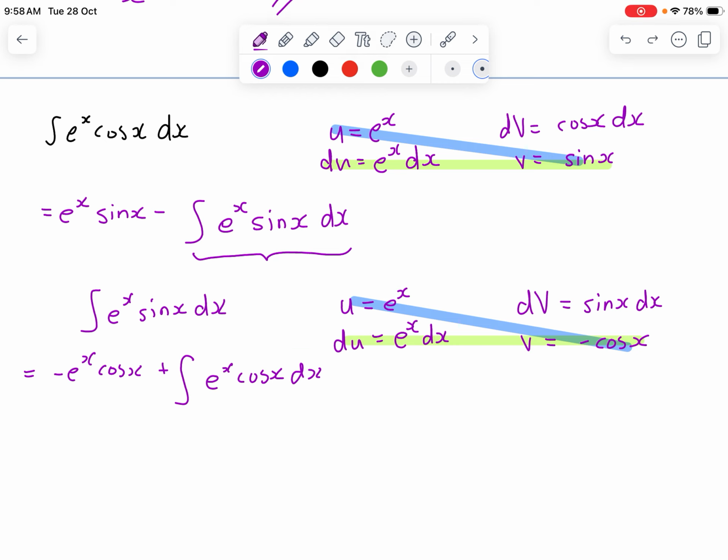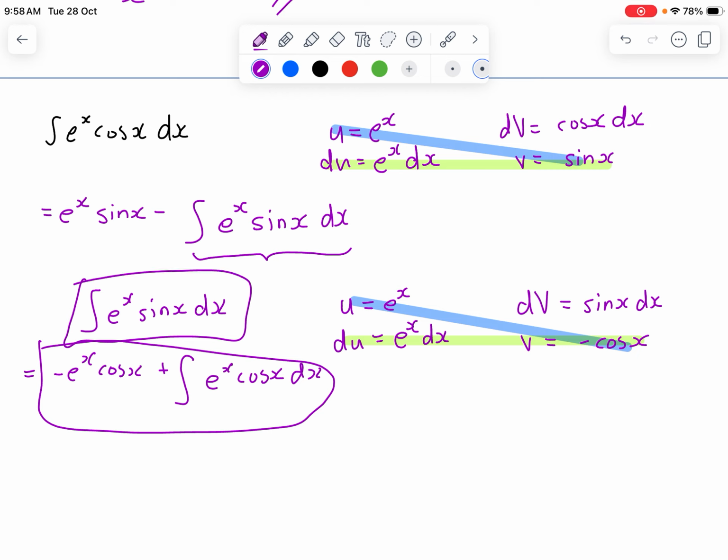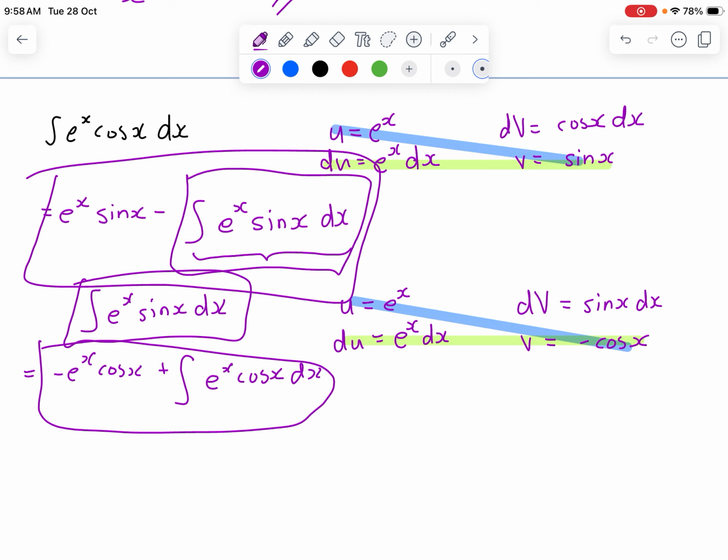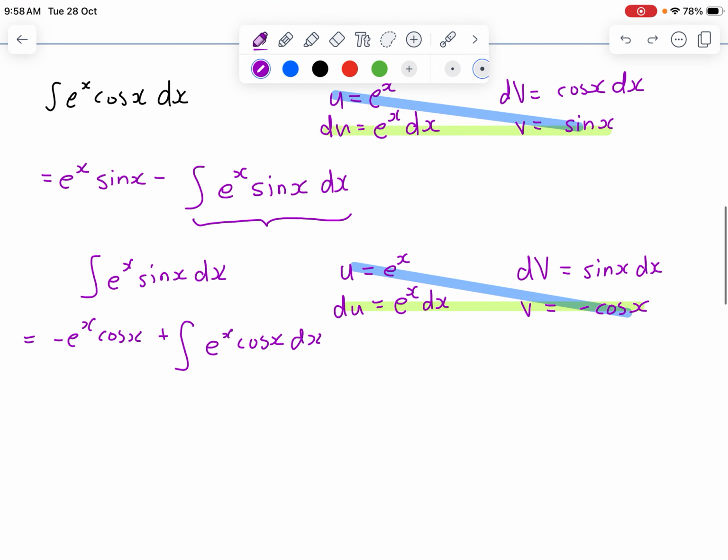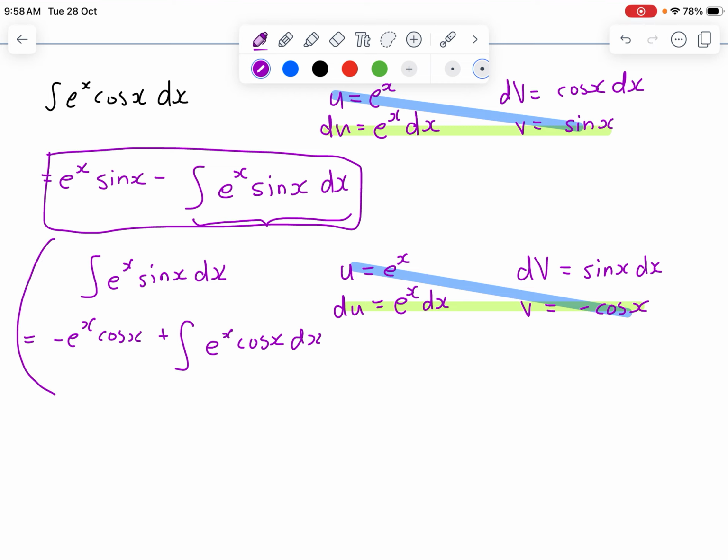So this is good because once we've done that, what we want to do is put it back into the entire equation. So all this is equal to this, which is equal to this, and we want to put it back into here. So let's write the whole thing out. So first I'm going to put this whole thing down here, which is e to the x times sine x minus the integral of e to the x times sine x dx, which is equal to this whole thing up here, negative e to the x times cosine x plus the integral of e to the x cosine x dx.